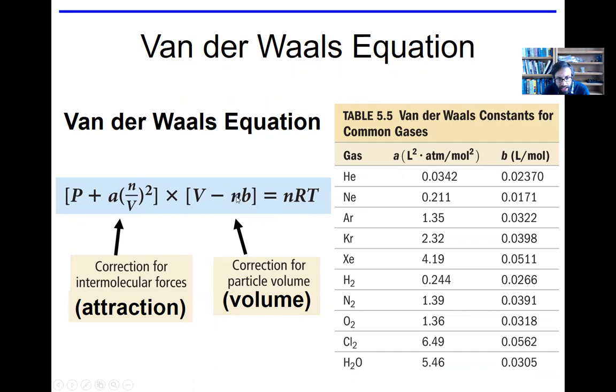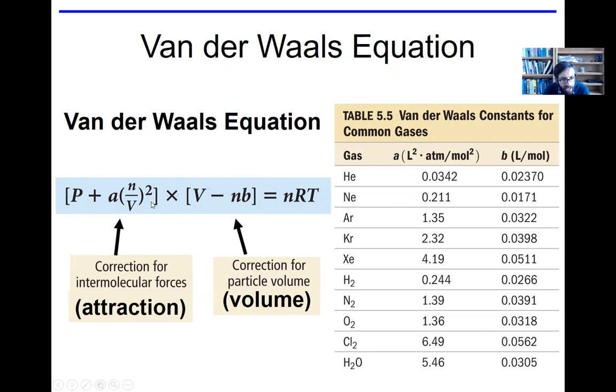This is basically saying we're going to have some constant b, okay? And this constant b is going to be bigger for bigger gas molecules, and it's going to be smaller for smaller gas molecules. And we're going to multiply it by the number of moles of gas, and we're subtracting it off. So this is telling us that the actual volume that we care about is the volume of our container minus the volume of the gas particles. And so if you have a lot of gas particles or you have very big gas particles, this term is going to become bigger and that correction factor is going to become bigger.